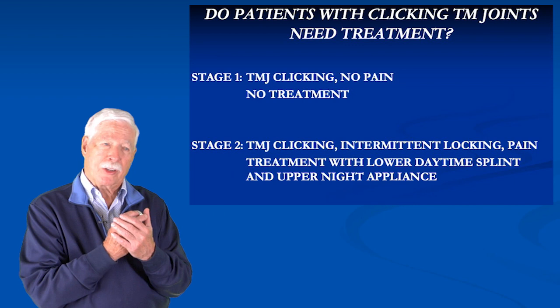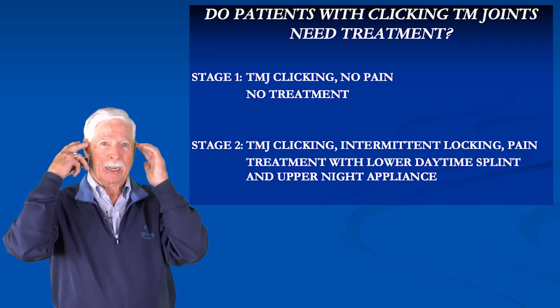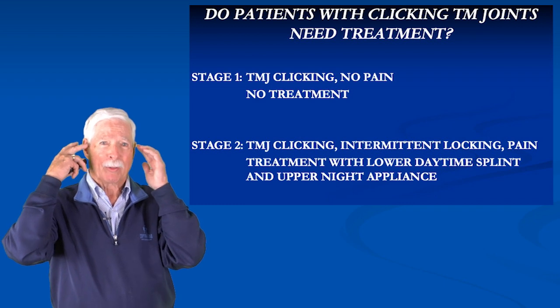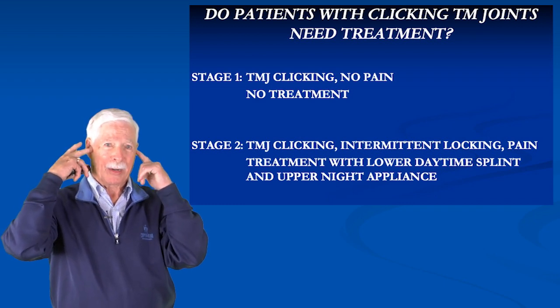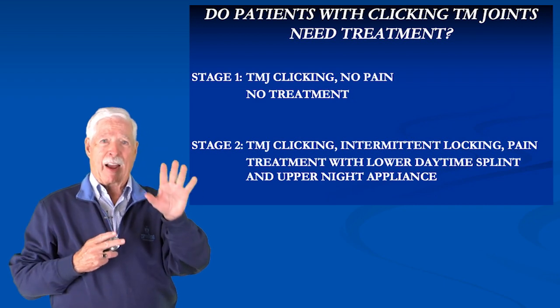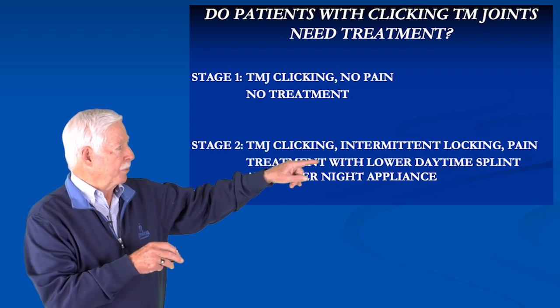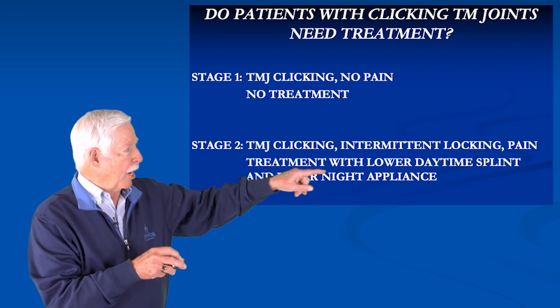So that means, we've talked about that. So there's stages of clicking jaws. We actually call it internal derangement. Internal derangement means problems within the jaw joint. So there's 5 stages of clicking or 5 stages of internal derangement. Okay, the first stage is TMJ clicking with no pain.